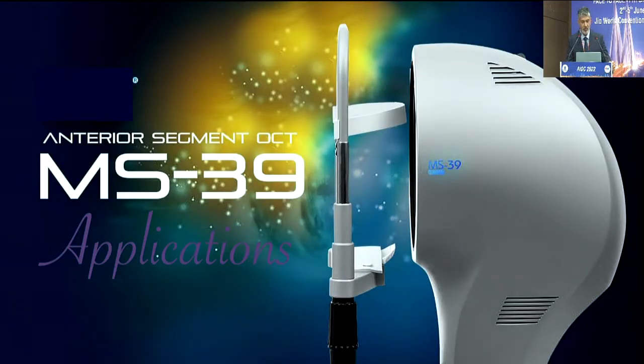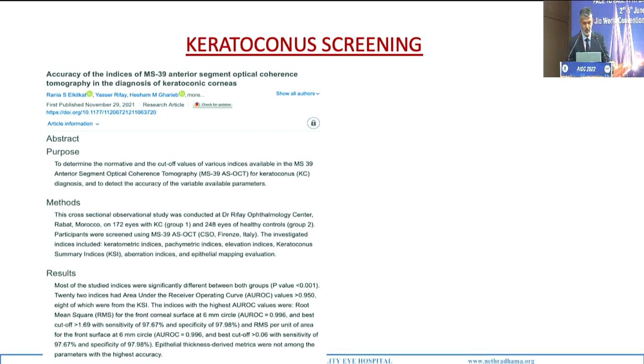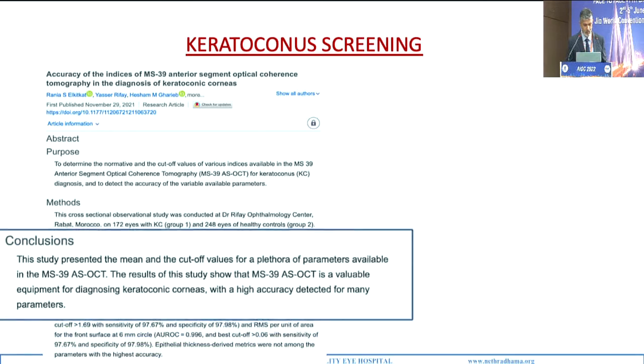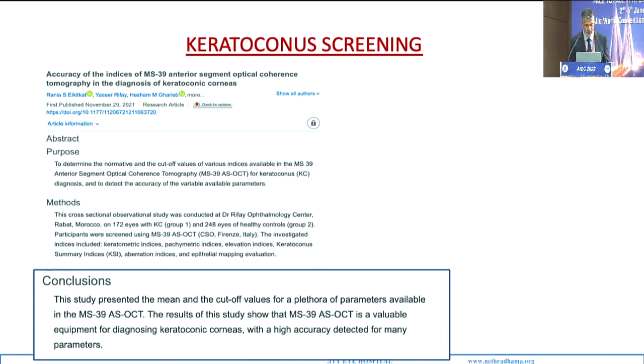So let us look at some of the applications of the MS39. The most important for us as refractive surgeons is keratoconus screening, because you don't want to do refractive surgery on the wrong patient. This was a paper which looked at normative data and keratoconic eyes, and they concluded that the MS39 is a very valuable equipment for diagnosing keratoconic corneas with a high accuracy for many of the parameters.